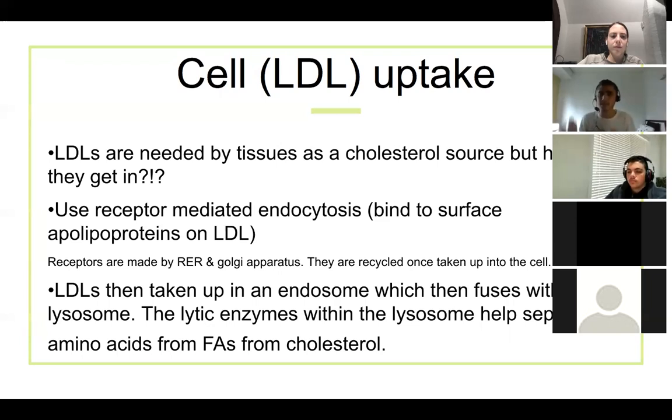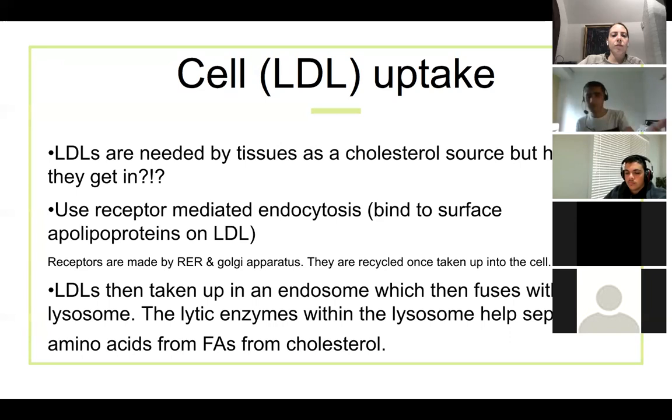And what's cool about the body is we need to be efficient, right? We can't just keep making these receptors once they're used up. When they enter the cell with endocytosis, the receptor gets taken up as well because you get that vesicle forming. So we need a way to recycle it. And so we have the RER and the Golgi apparatus that help with that. They make the receptors, but they also help with that recycling process.